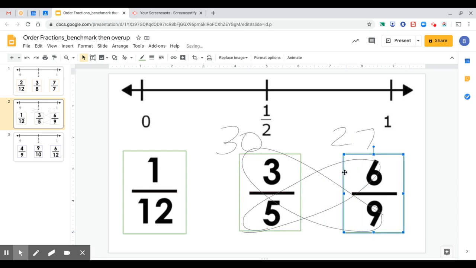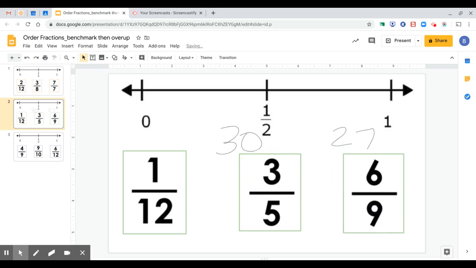I'm just going to get these numbers and drawings out of the way because we don't need those anymore. So as you can see, I didn't need to do the over and up method between the 1/12 and the 3/5 because it's very obvious that 1/12 is the smaller fraction.